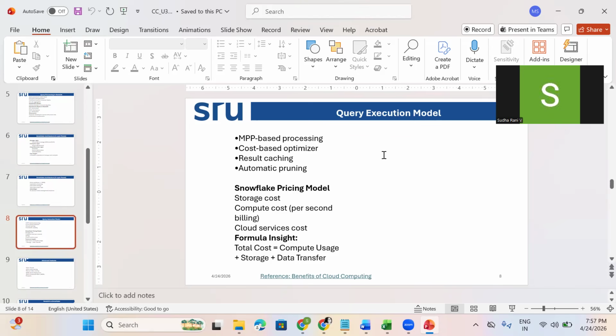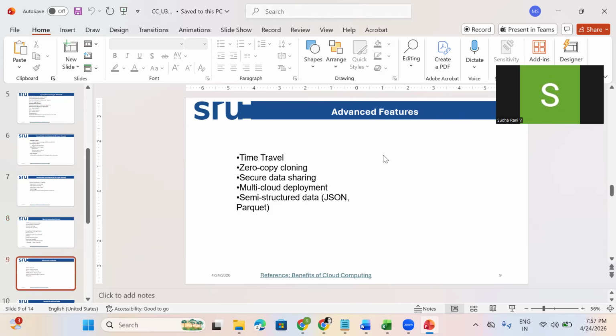Some people may go with the compute cost, some with the storage, and some with the data transfer. But if you want the total, then the total cost is the compute cost plus storage cost plus data transfer cost. Advanced features: time travel, zero-copy cloning, secure data sharing, multi-cloud deployment, and semi-structured data.